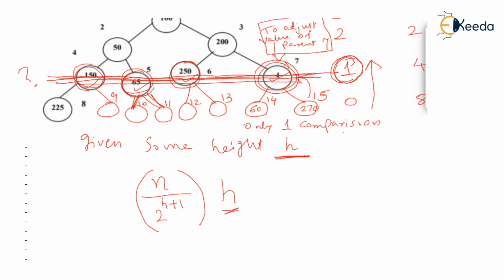For one node, we took h comparisons. For a second node, we took h comparisons. For the third node, we took h comparisons. But how many such nodes were there? The number of nodes at that height h were n upon 2 raised to h plus 1. This is for one particular height, isn't it? Okay, what do you do after that?